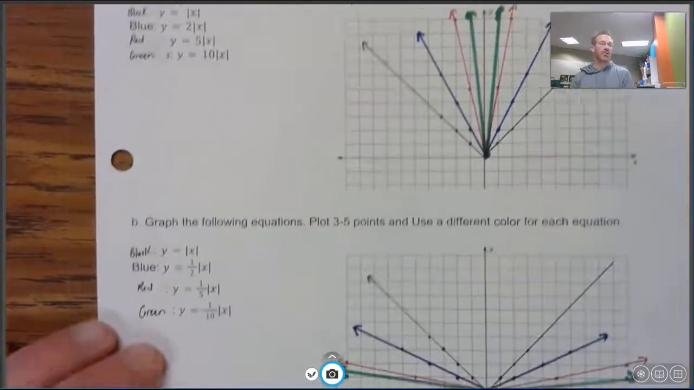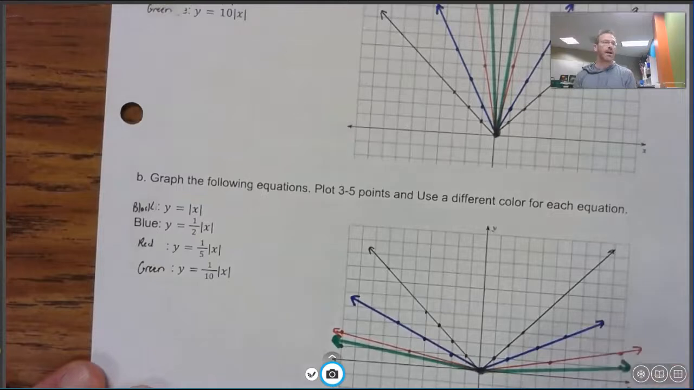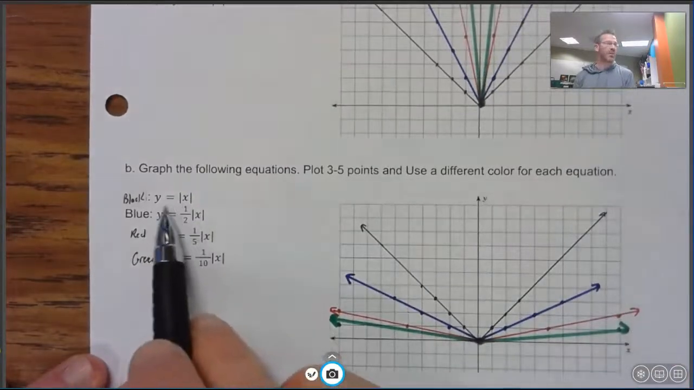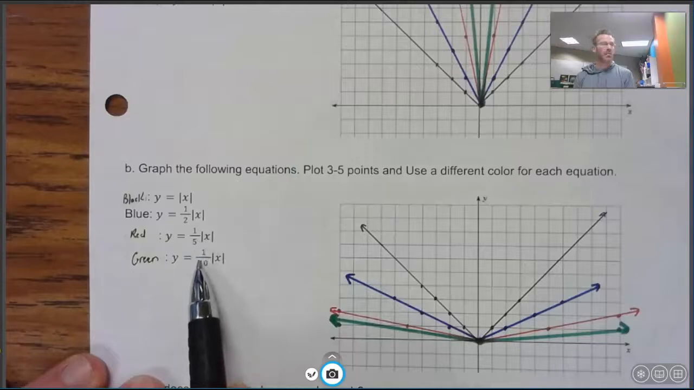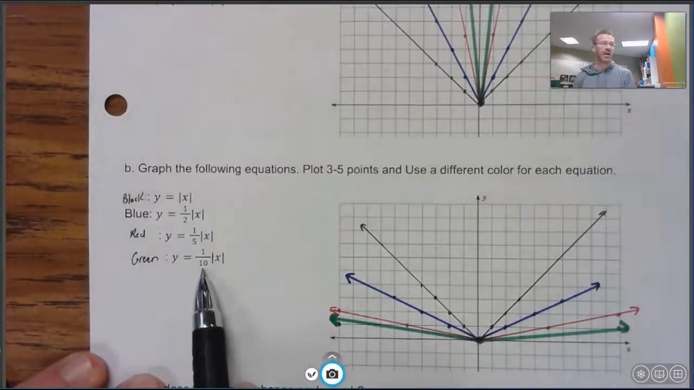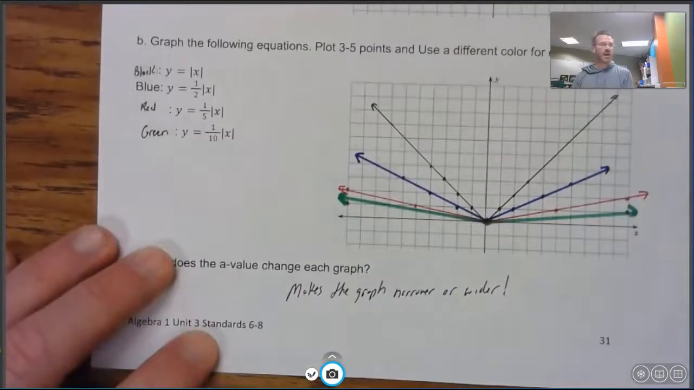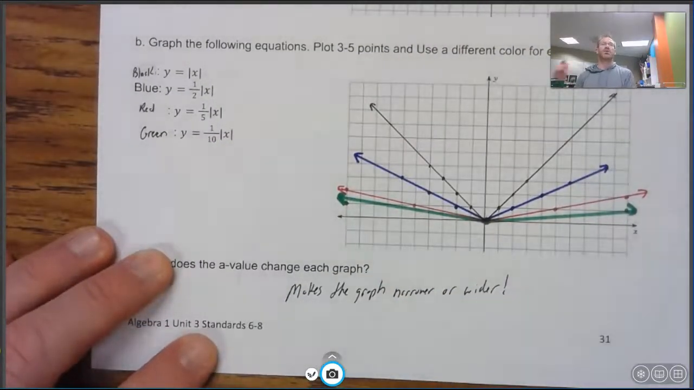Versus on the second one here, here's my black graph right here, and we call that the parent function. We'll talk about that a little bit. You can see now, notice my A values are getting smaller and smaller, and so my graph is getting wider and wider because it's increasing less fast. So the smaller the A value, the less fast it's going to increase. Hopefully that's what you noticed, that it makes the graph narrower or wider, depending on which direction we're going or what A values we have.